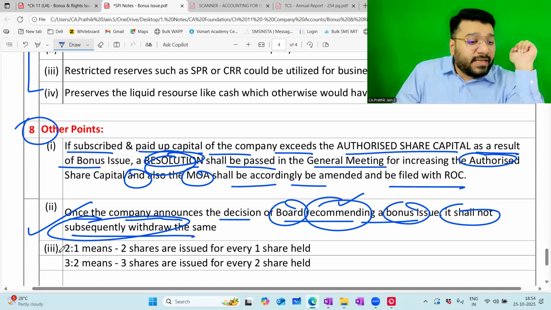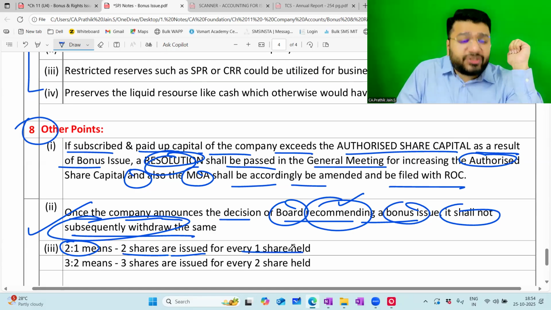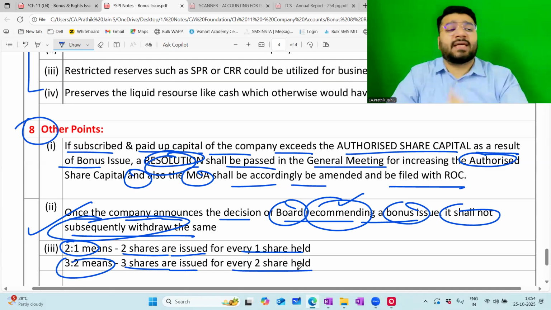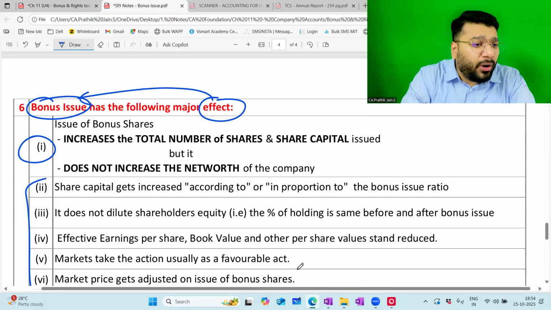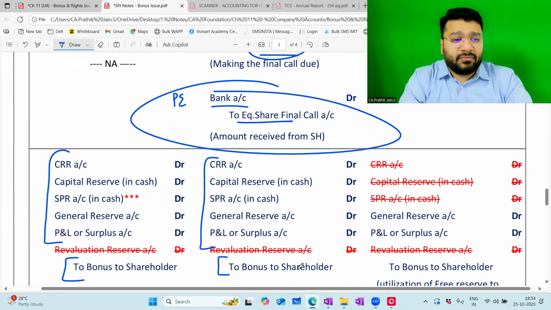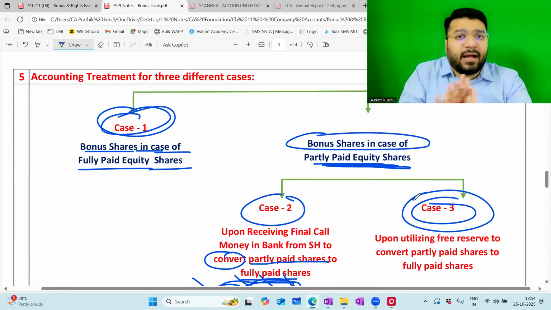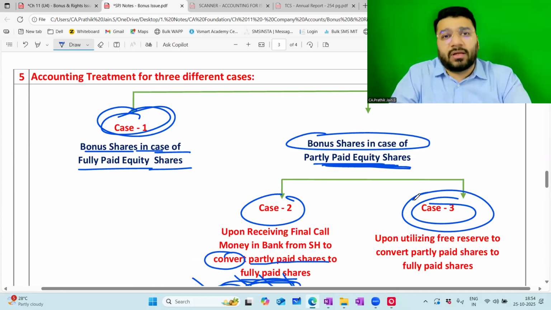Okay. Then I gave you the meaning of 2:1. What is the meaning of 2:1? 2 shares are issued for every 1 share held. 3:1 means 3 shares are issued for every 2 shares held. So other points are over. I'm left with point number 7 and point number 6, and case related questions. In my next class, which is on Tuesday, I'll be done and dusted with bonus issue. Thursday, my target is to do rights issue. I will try my level best to complete rights issue in one day itself. If not, I'll have to take one more class.